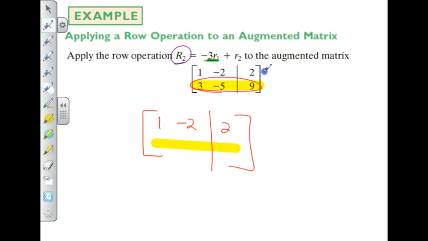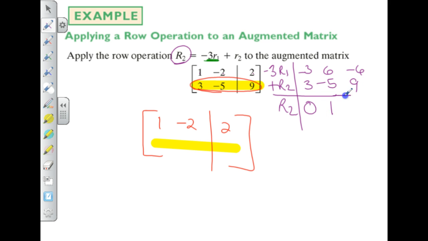Like to write it over here. So negative 3 times row 1. I'm going to add row 2 and come up with a new row 2. So let's do it. Negative 3 times this term is 3, negative 3 times this term is 6. Negative 3 times 2 is negative 6. Just rewrite row 2. 3, negative 5, and 9. And then let's add those up. 0, 1, and 3. And that's my new row 2, 0, 1, and 3.